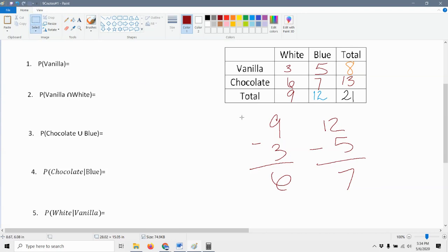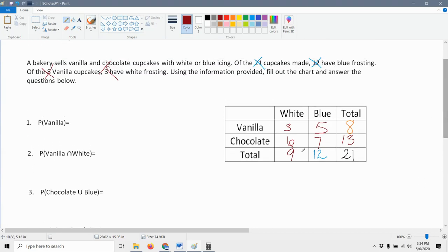So even though we started out with lots of missing parts, if you just remember to go systematically and only do the columns or rows where you're only missing one spot, you're going to be able to fill out your table, okay? Be careful so you do it correctly.